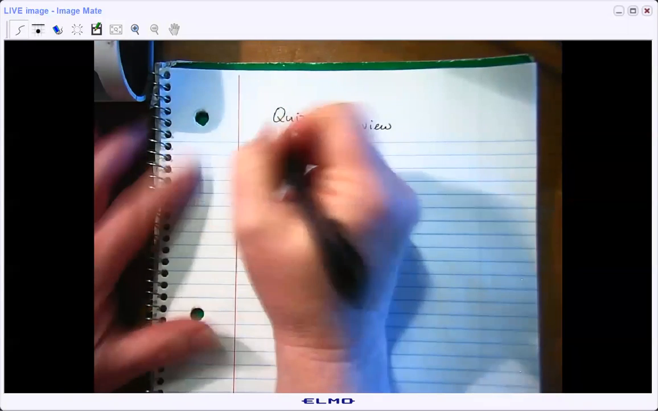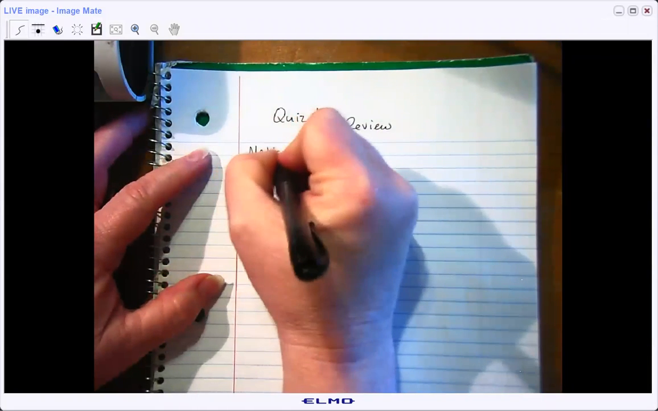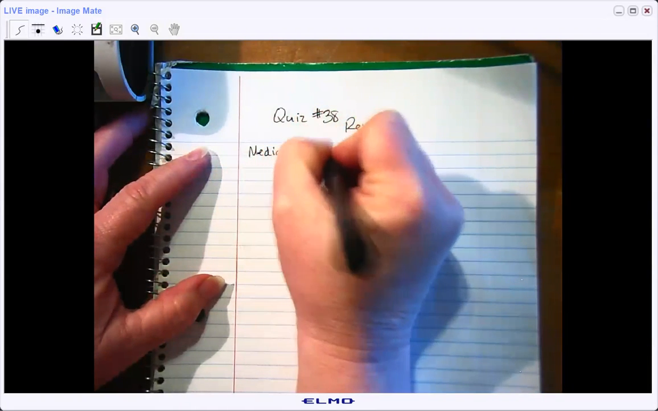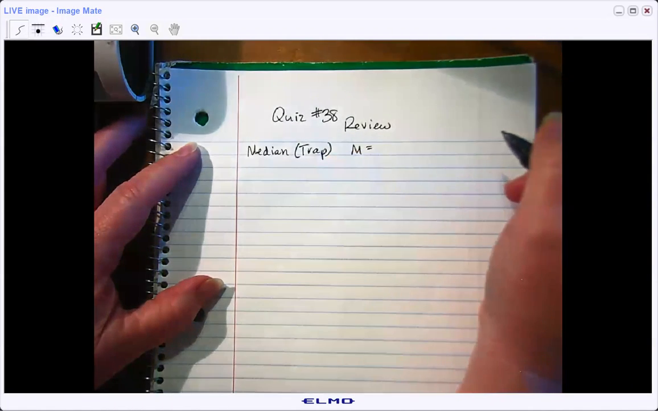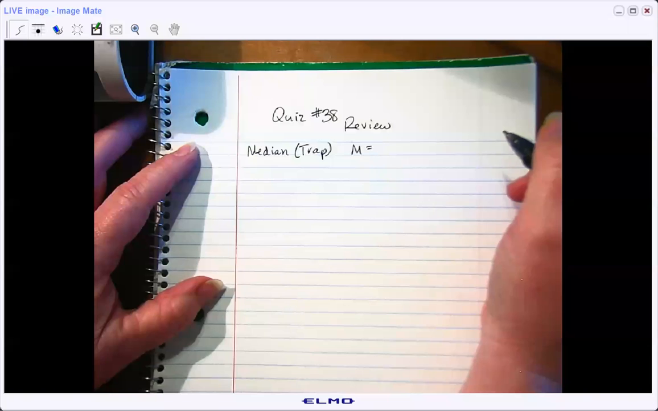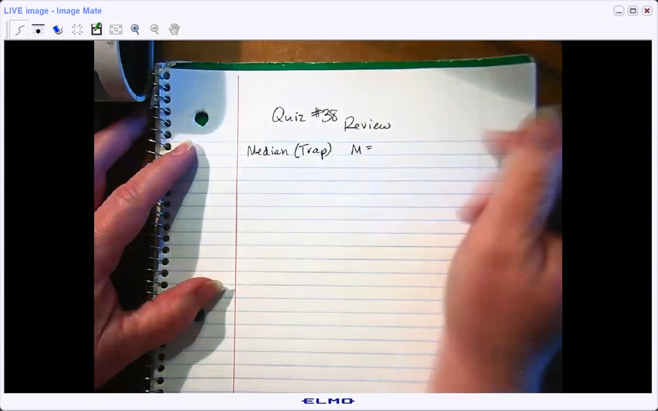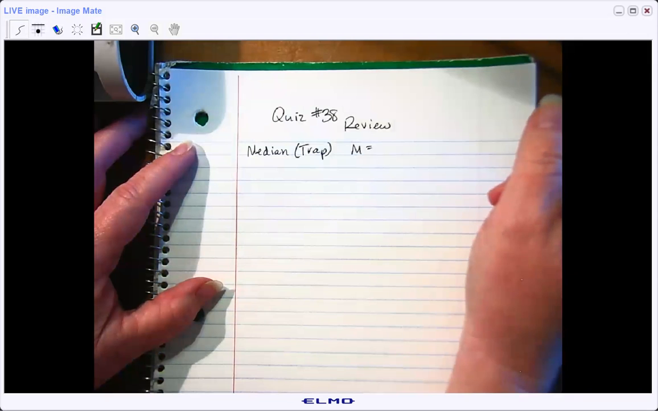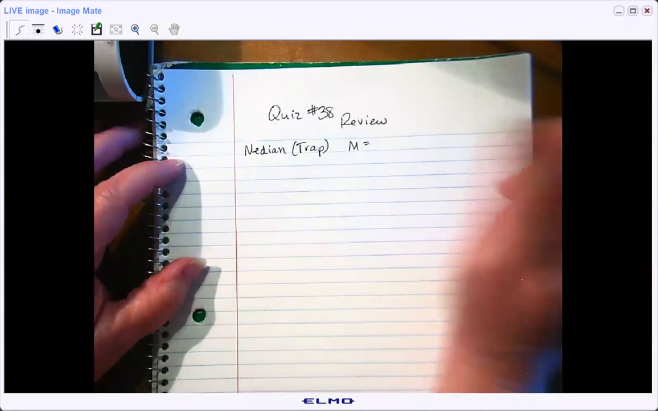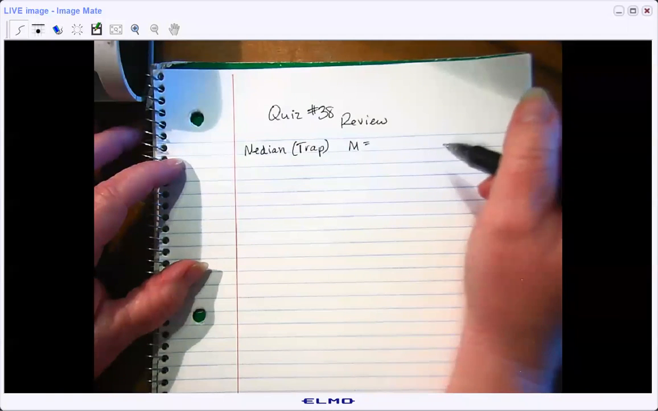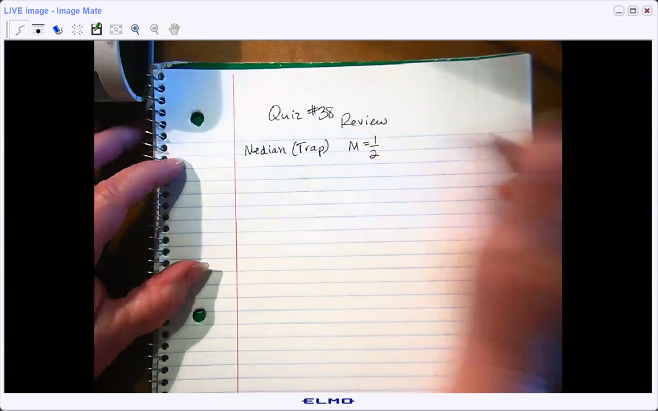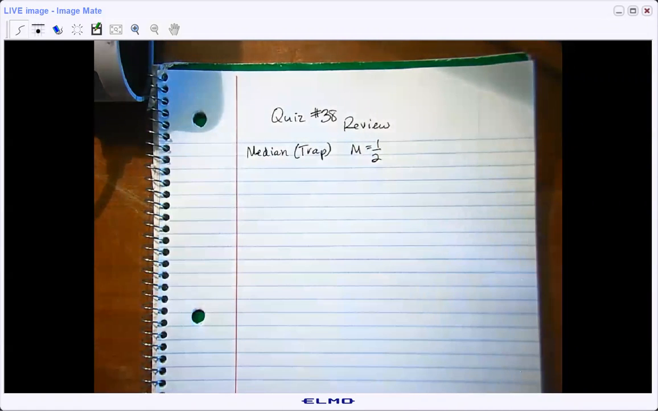So there is a couple median problems for your trapezoid. Does anybody remember the formula for that? Just say it out loud. What do you remember the formula for the median for a trapezoid? I don't. Okay, is anybody else? It starts with a 1/2.